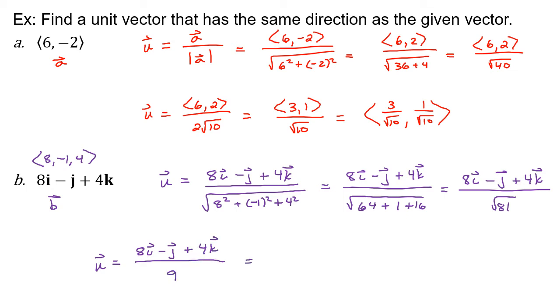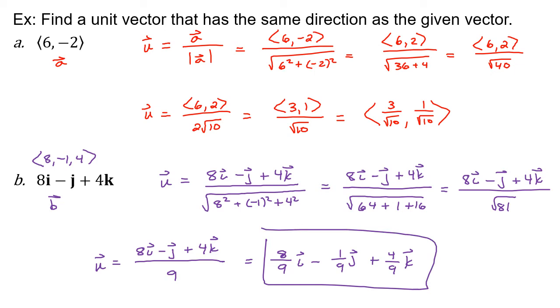Or you could divide the 9 into each one. If it's in ijk notation, I do tend to divide the number on the bottom into each one, just because I think it looks better to say 8 divided by 9 i minus 1 divided by 9 j plus 4 divided by 9 k. I think that looks better than leaving the whole thing over 9, but it doesn't really matter. So hopefully that's not too bad.